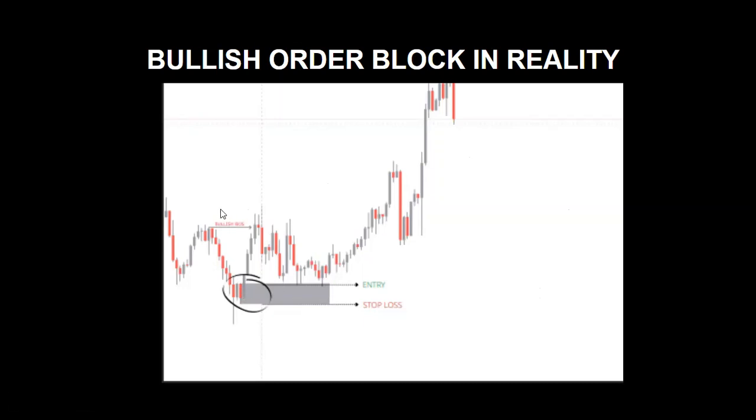And there's a break of structure. Don't forget, there is a break of structure. Anytime there is an order block in the market, there is a break of structure. Thank you.